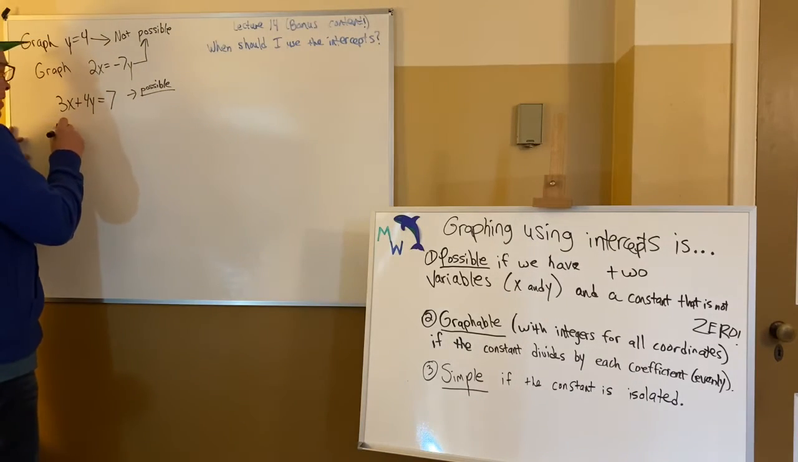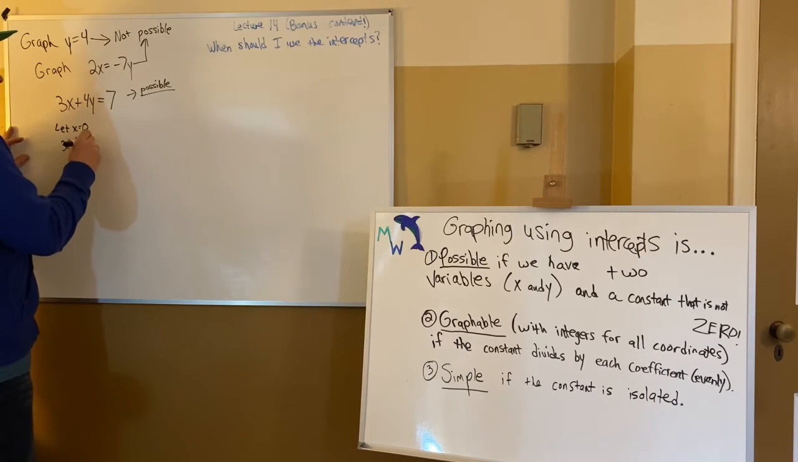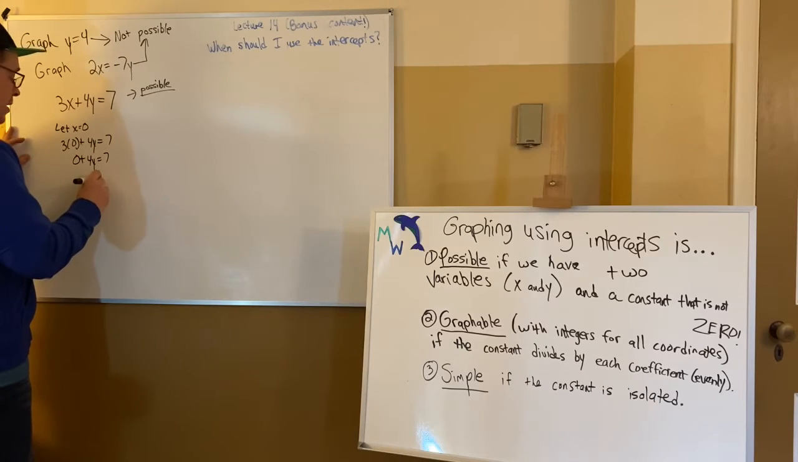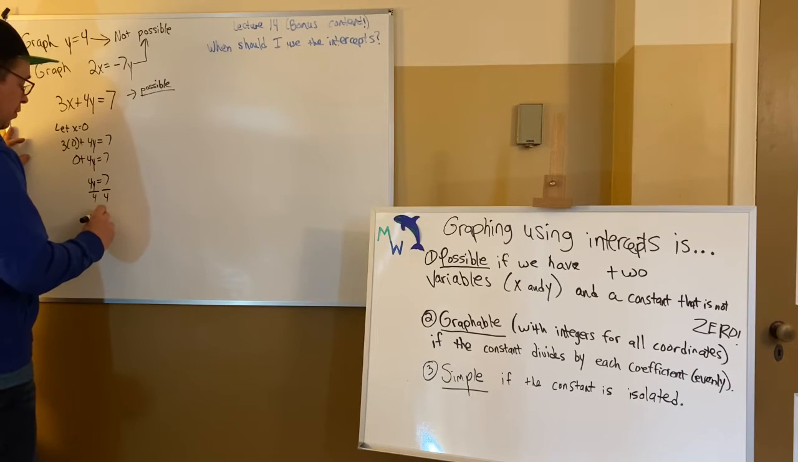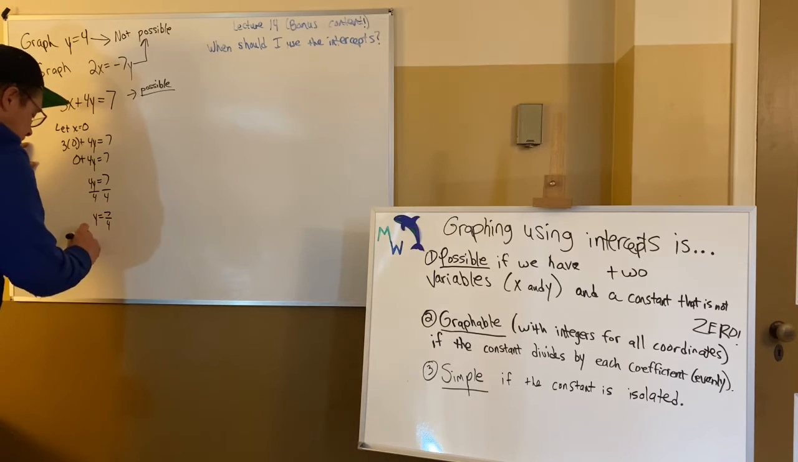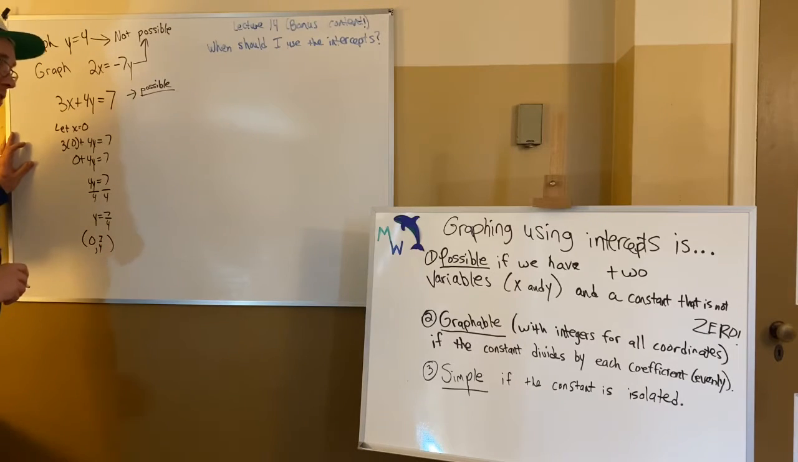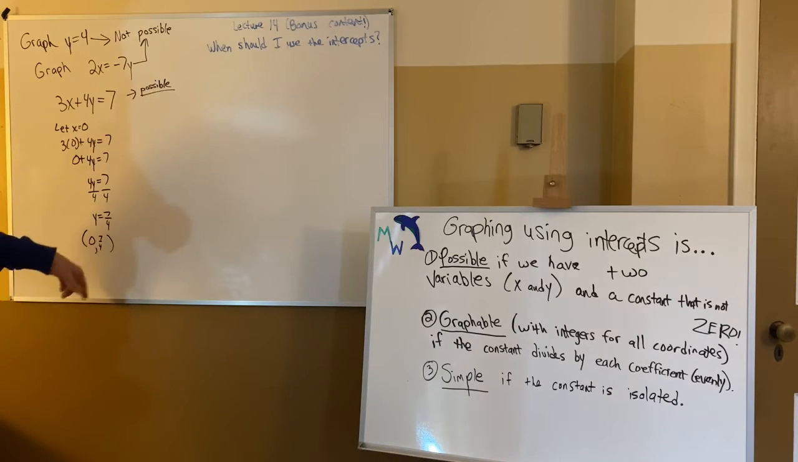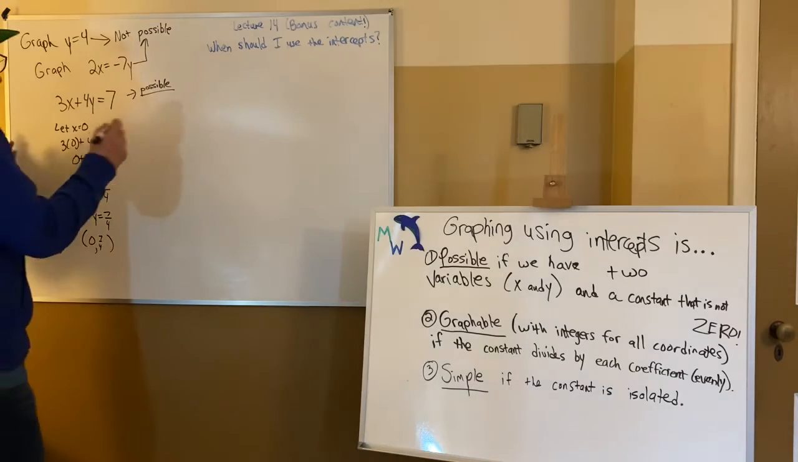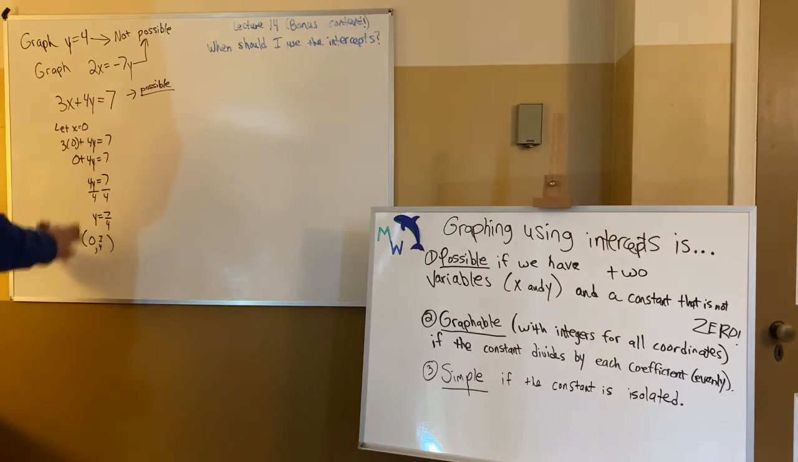What would happen? If we let x equal 0, we'll get 3 times 0 plus 4y equals 7. That's 0 plus 4y equals 7, and 4y equals 7. We divide by 4, and y equals 7 over 4. So then it does happen that y equals 7 over 4, and that's got the 0. So we could graph it, but I consider that not graphable as an integer. What about the other one? I mean, it's over. This is bad enough.